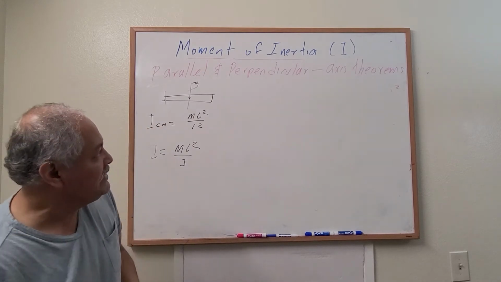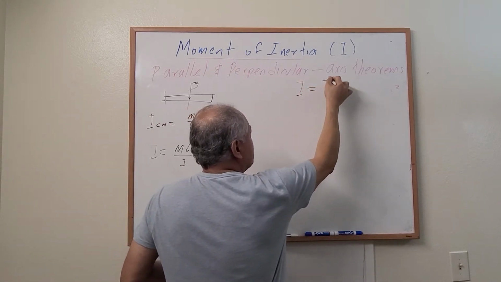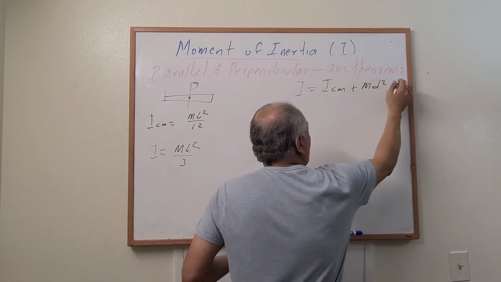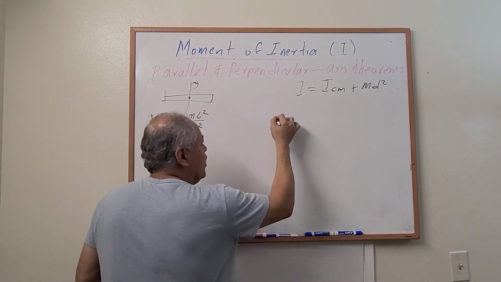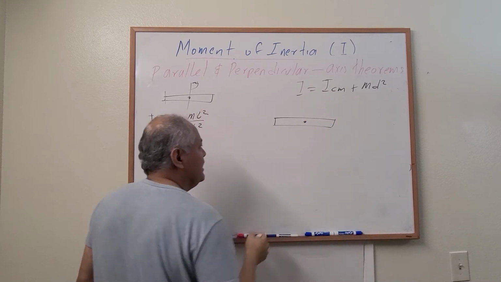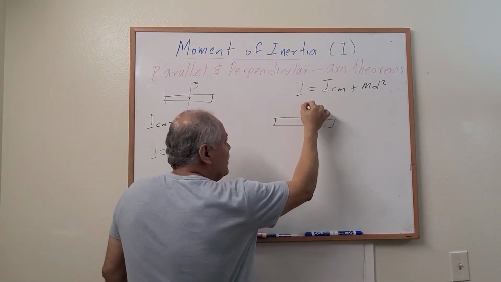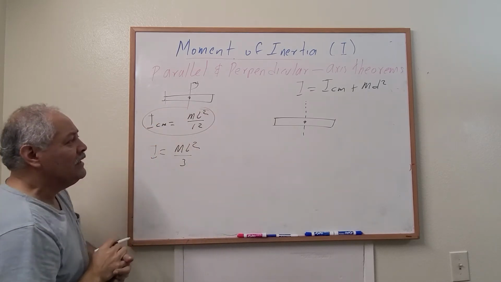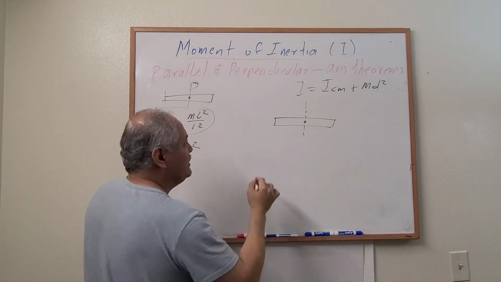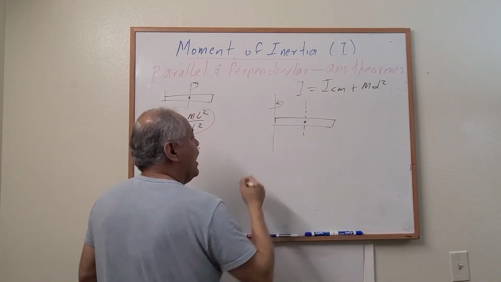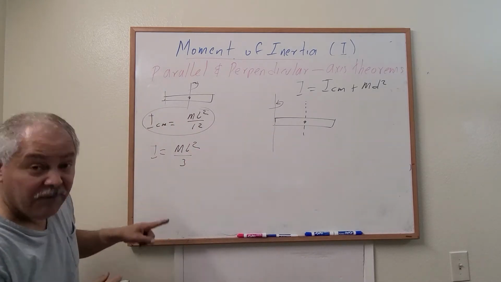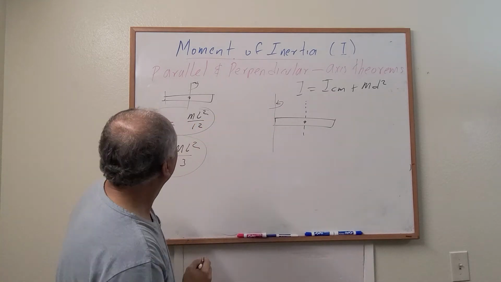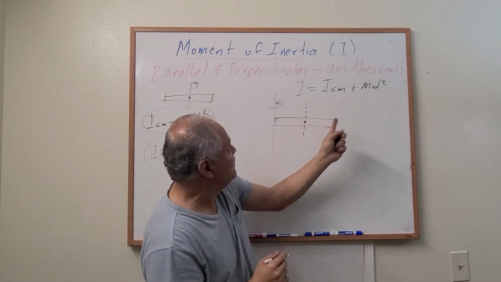The parallel axis theorem says that the total moment of inertia is equal to the moment of inertia through the center of mass plus mass times d squared. So we have that this is the center of mass, and we found that the moment of inertia about the center of mass is this quantity right here. Now, what should be the moment of inertia when the axis of rotation is at this point? We found it using another technique, which is this one. Now let's use the parallel axis theorem to find the same result.